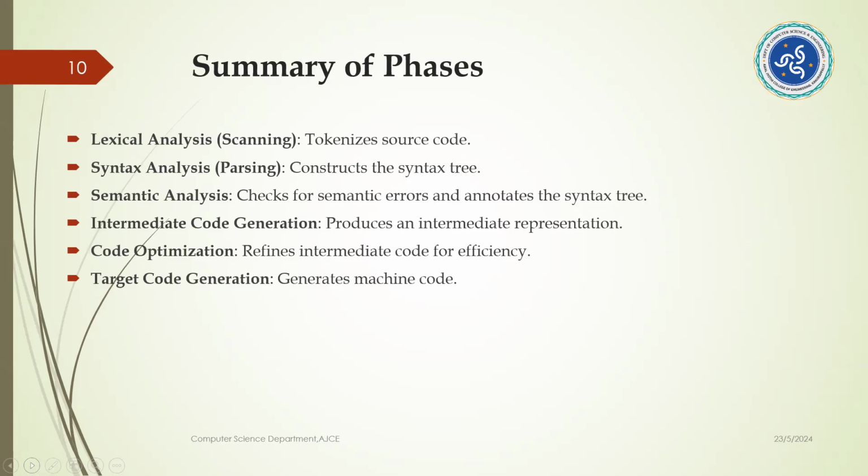Here is a concise summary of the compiler design phases. Lexical analysis, called scanning, tokenizes the source code. Syntax analysis, or parsing, constructs the syntax tree. Semantic analysis checks for semantic errors and annotates the syntax tree or parse tree. The intermediate code generation phase produces an intermediate representation. The code optimization phase refines intermediate code for efficiency, and the final phase, target code generation, generates assembly code or machine code.